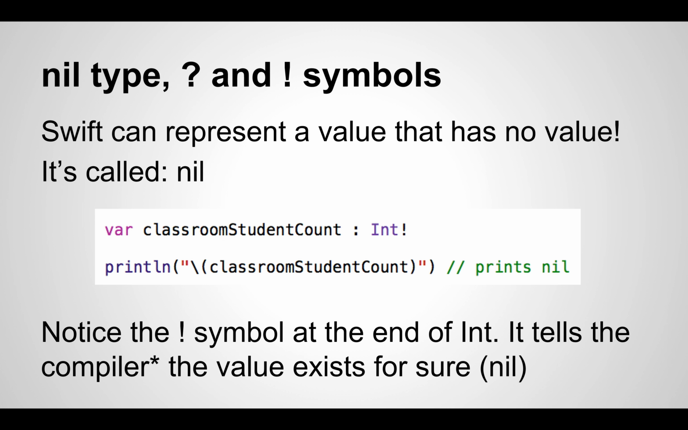So if we print the value of this classroomStudentCount, it's going to be nil at first. Why? Because we did not set any values, okay? So we did not say is equal to 10 or is equal to 20. So automatically the value is going to be nil because we did not write any values there.